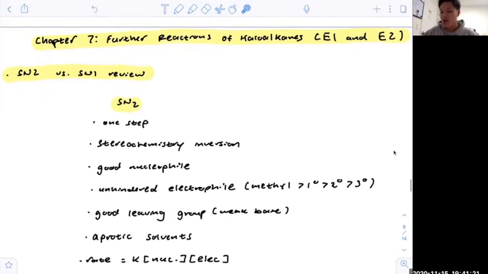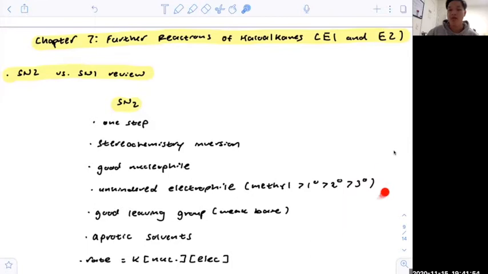SN2 reactions occur in one step. The leaving group leaves as the nucleophile attacks the electrophile at the same time. There's a stereochemistry inversion if there is a stereo center. It requires a good nucleophile. Remember, the left of the periodic table is a good nucleophile, and as you go down, it's a good nucleophile. It requires an unhindered electrophile, so it tends to go to methyls, and then primary, secondary, tertiary.